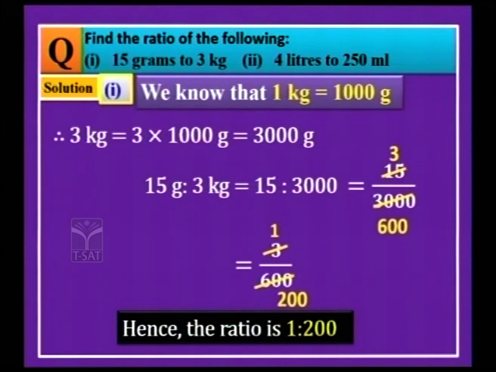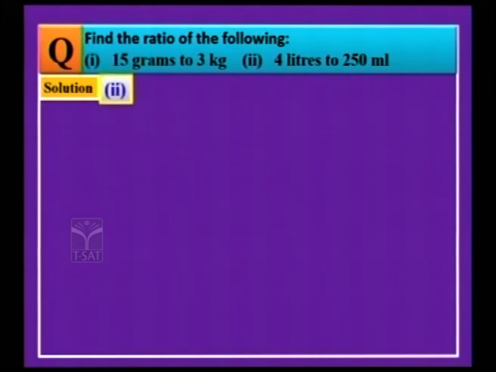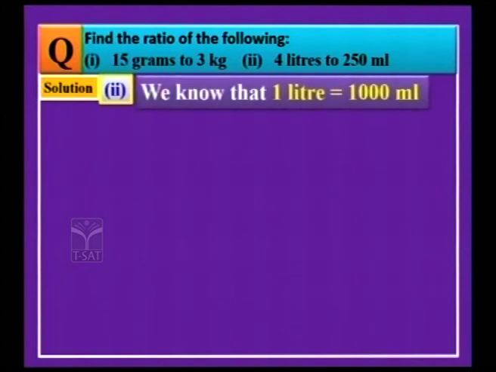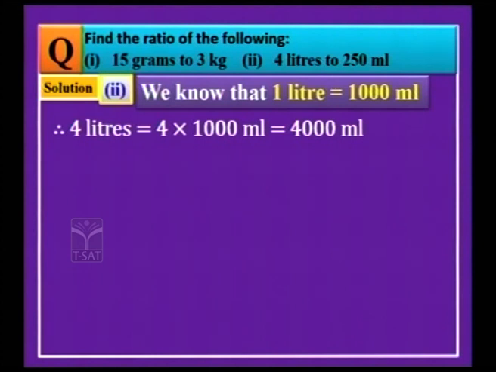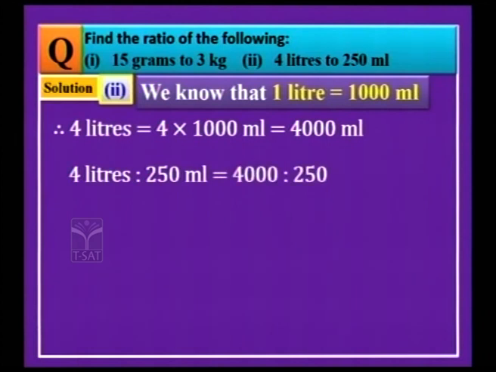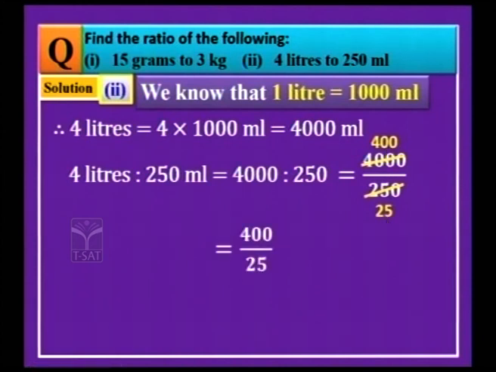Let us move on to the second bit, that is 4 liters to 250 ml. So we know that 1 liter is 1000 ml. So 4 liters will be 4 into 1000, we get 4000 ml. Now let us find the ratio. 4 liters is to 250 ml, that is 4000 is to 250. Now I will write this 4000 is to 250 as A by B, that is 4000 divided by 250. Now I will divide with 10. So 10 goes 400 times here, whereas in this it goes 25 times. So we got 400 by 25.